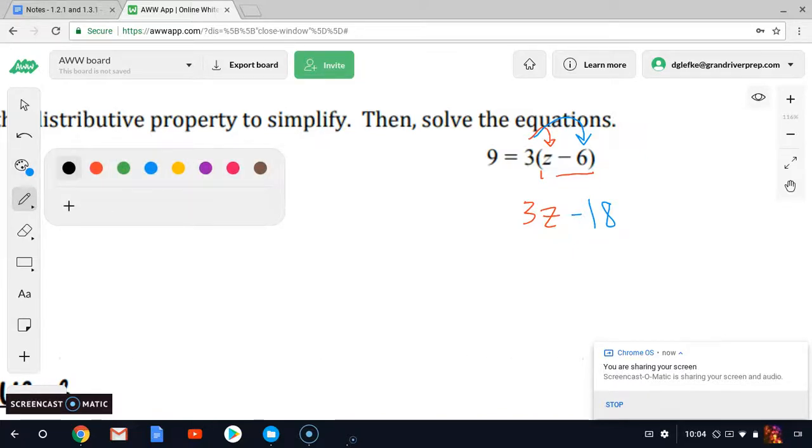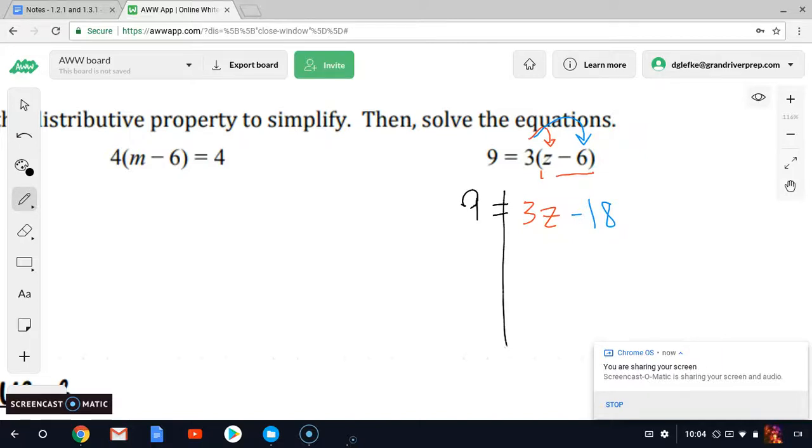And we did not do anything with that 9, so we're going to bring the 9 straight down with that equal sign. So we have 9 equals 3z minus 18. Now we can go ahead and solve it. Again, we want to draw a line through our equal sign, and we're going to find where our variable is and figure out what is the furthest from our variable. So our variable is over here, and we either want to get rid of the 3 or the negative 18 first. The negative 18 is the furthest, so we want to undo that.